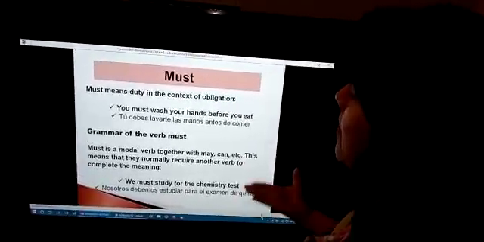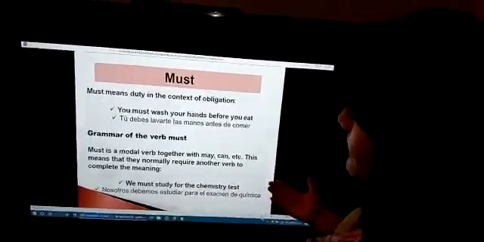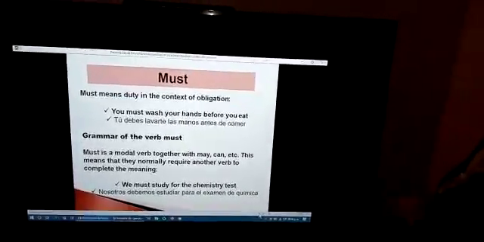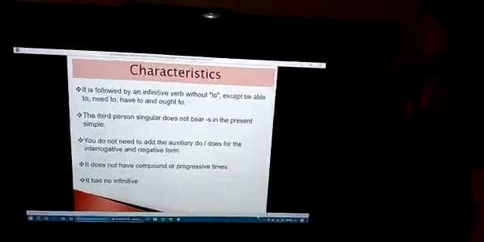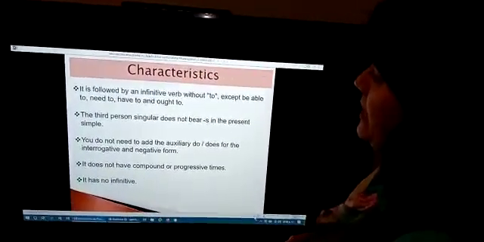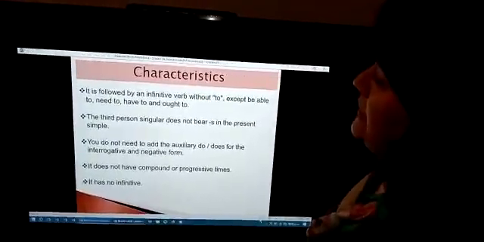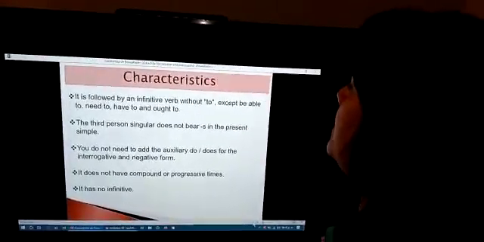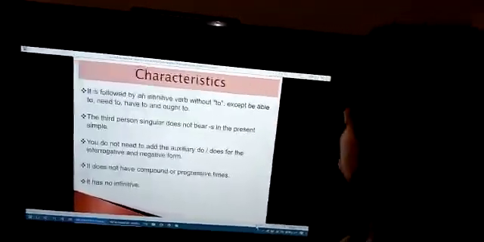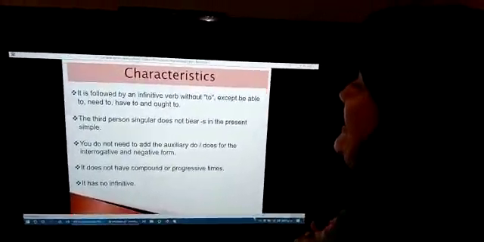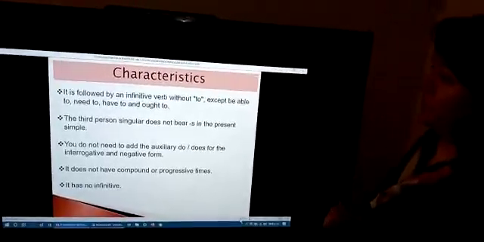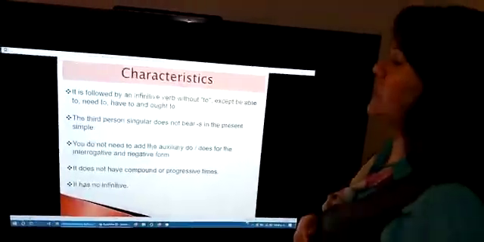This is how to use must. Must is the grammar verb, and this must is the modal verb together with may and can. The characteristics, I have five. Number 1 characteristic: it is followed by an infinitive verb without to, except be able to, need to, have to, and ought to. This is my first characteristic.